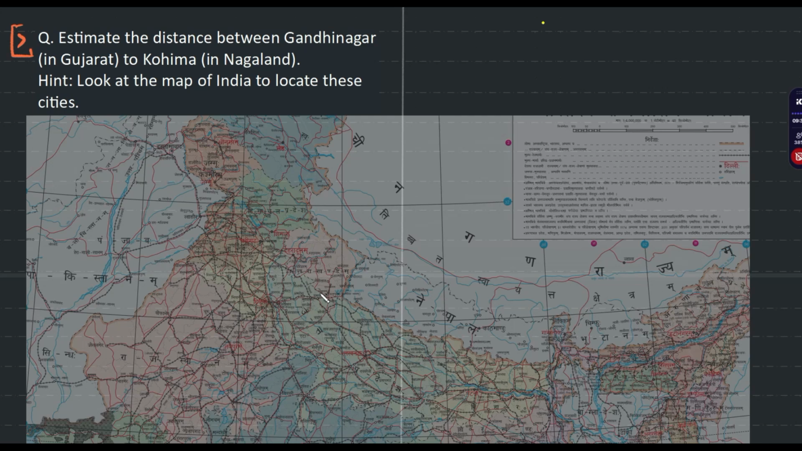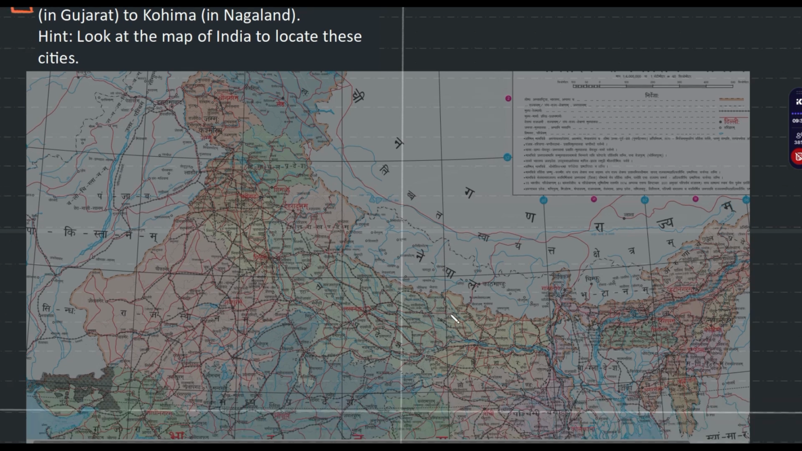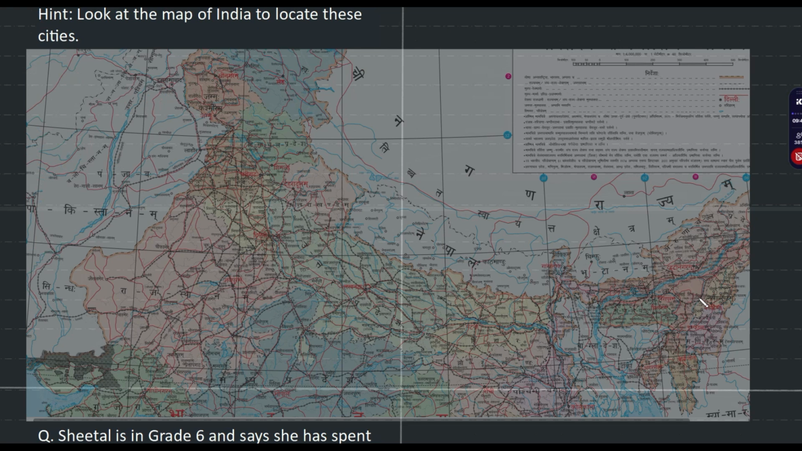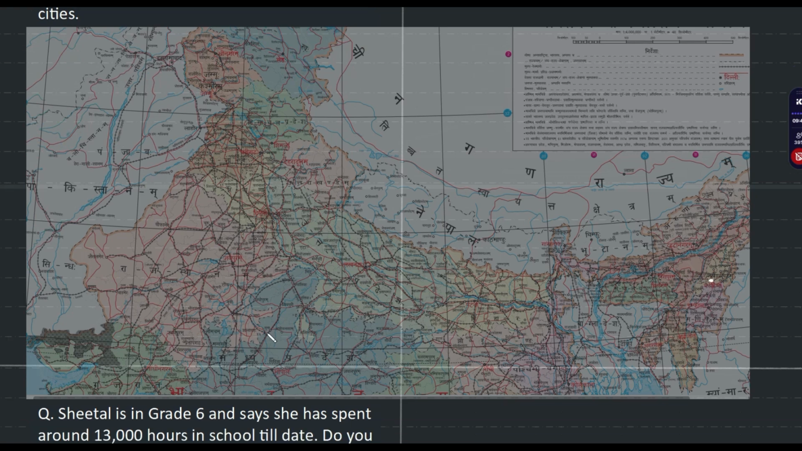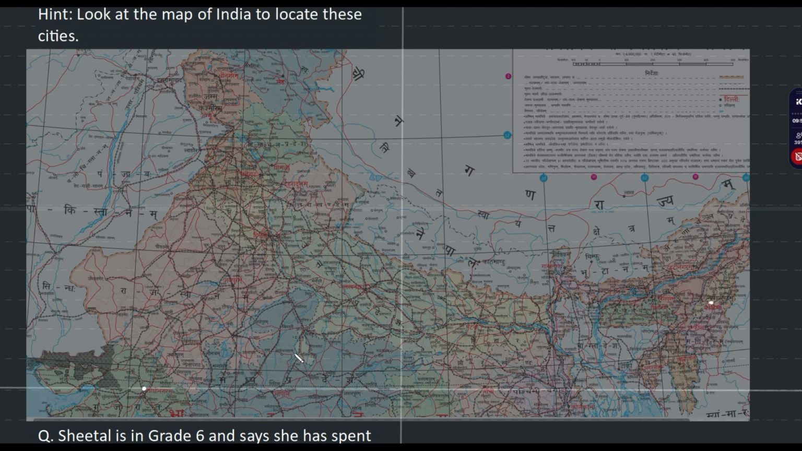So let's figure out an approximate distance between Gandhinagar in Gujarat to Kohima in Nagaland. So where is our Nagaland? Nagaland is over here. Kohima is over here. And our final destination is, or this was our final destination. We're starting from Gujarat's Gandhinagar.